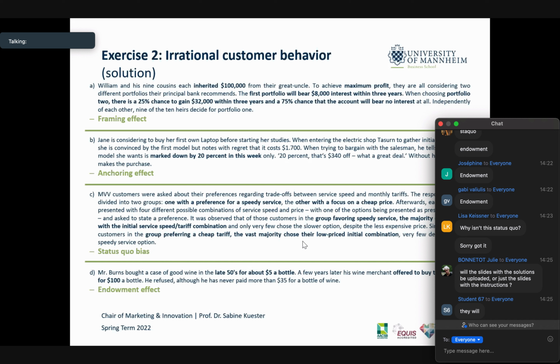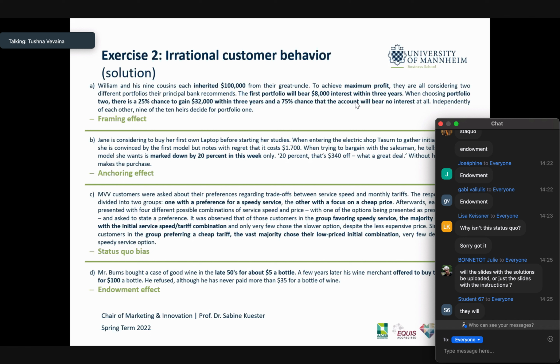Okay. Then Anton, I just got a question regarding the anchoring effect. My question is, where in this case is the biased estimate that Jane makes? I think in the definition it says that you have a biased estimate due to an anchor that is set out before you make that estimate, right? So the anchor is that originally it costs 1,700, but then the salesman says, okay, for you there's a discount. Now you have 340 euros off, right?